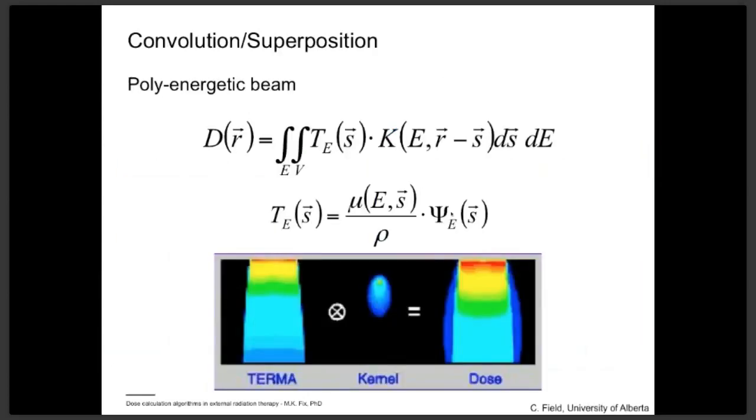Finally, you need to think that we have just spoken so far about one beam energy. You typically have a polyenergetic beam, so you have another integration over the beam energies in the beam. And this gives you then a double integral. And like shown here, the terma is a function of the energy fluence of a certain energy, weighted by the mass attenuation coefficient for this energy.